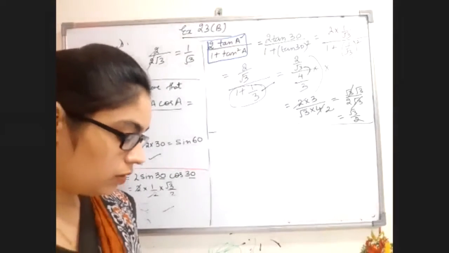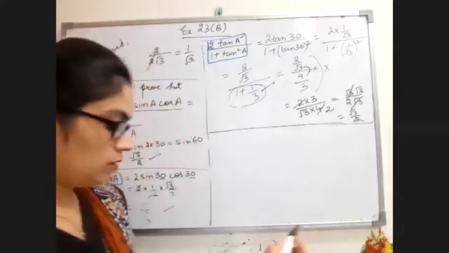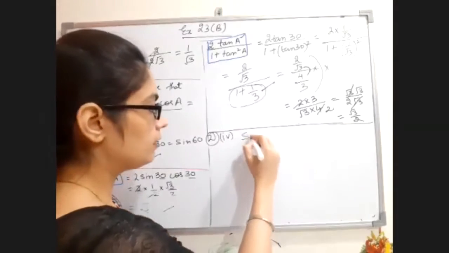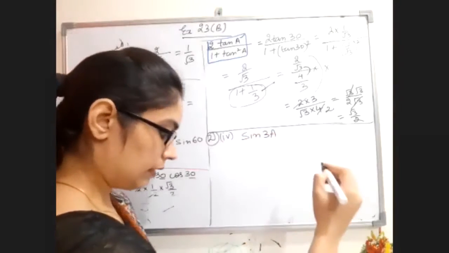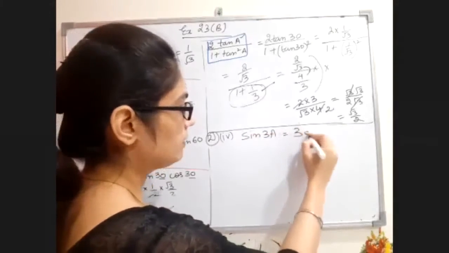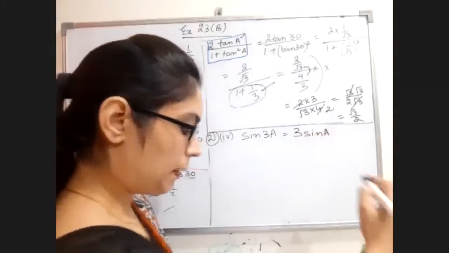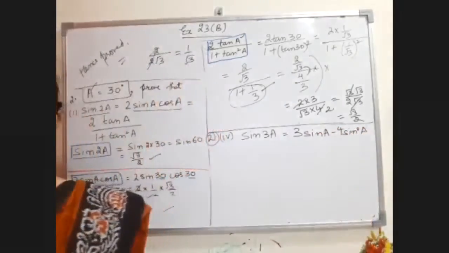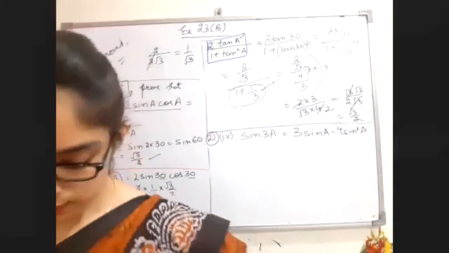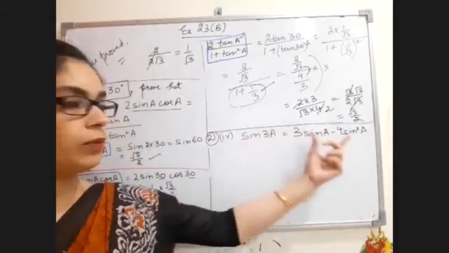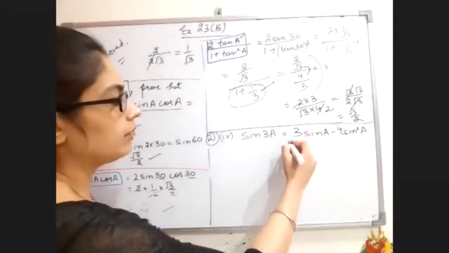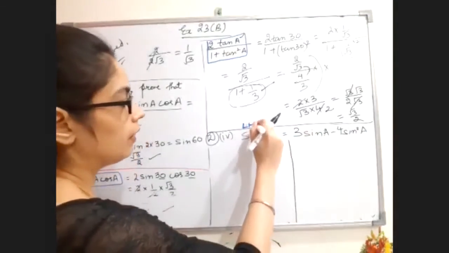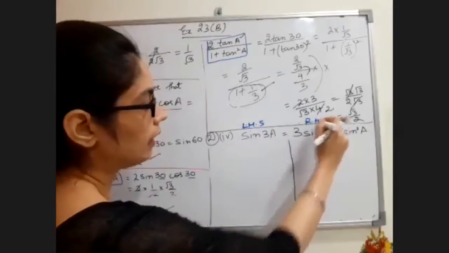First I've done now, so fourth I'm doing. Second question, fourth part. So sine 3A is equal to 3 sine A minus 4 sine cube A. Same question, we have to show. Show means that we have to show that left hand side is equal to right hand side. So we'll start from the left hand side. Here I have already written left side and right side. From the left side I'll start.